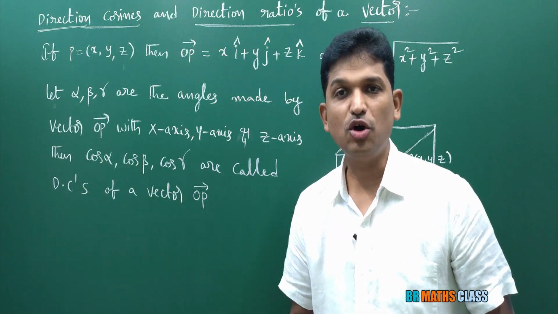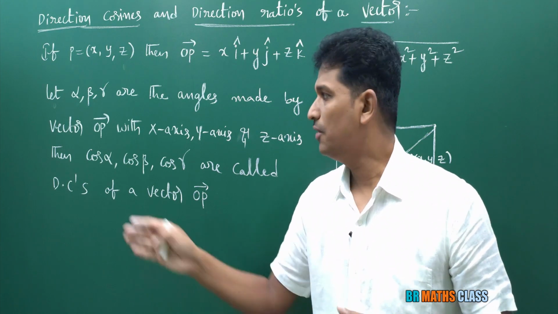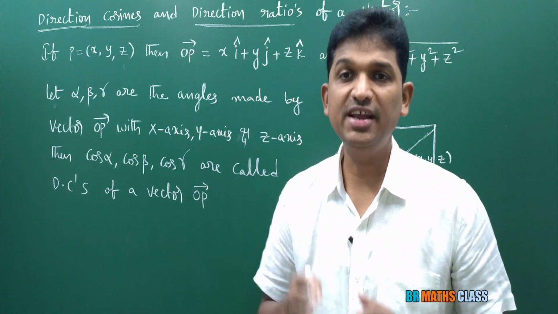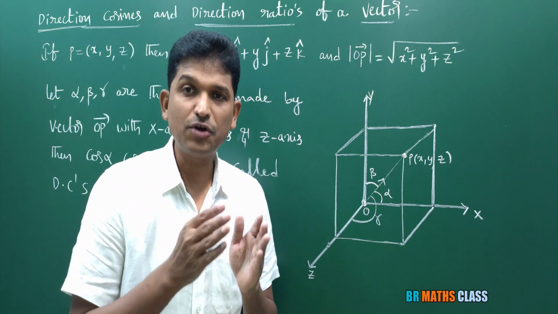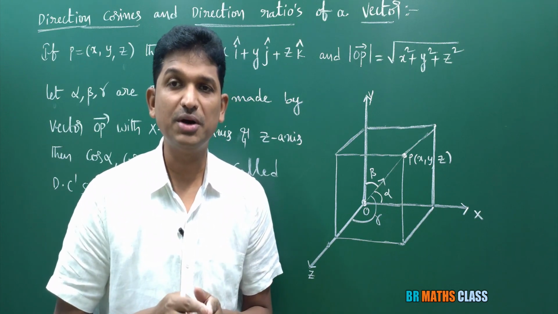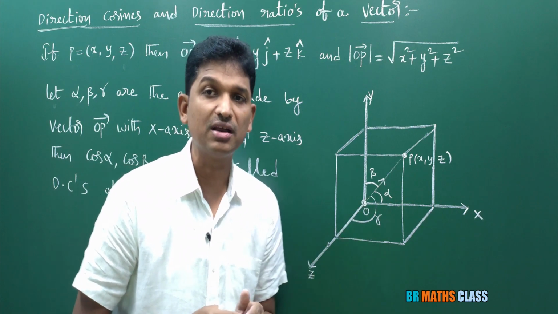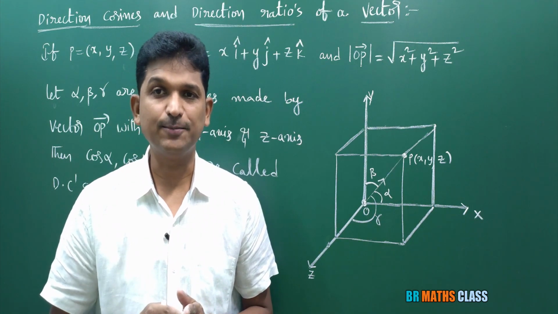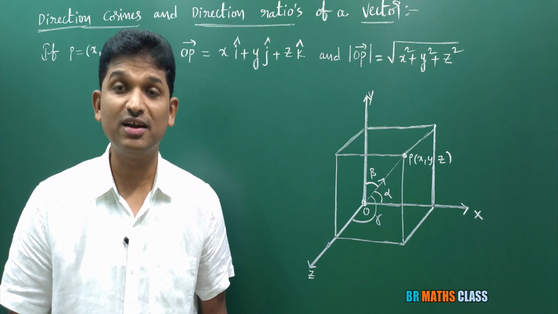In trigonometry, cos means cosine function, tan means tangent function. With the help of cos alpha, cos beta, cos gamma, we can find the unique direction of the vector OP bar. I can identify the exact direction of the vector OP bar. Now you understand the definition of direction cosines of a vector OP bar.